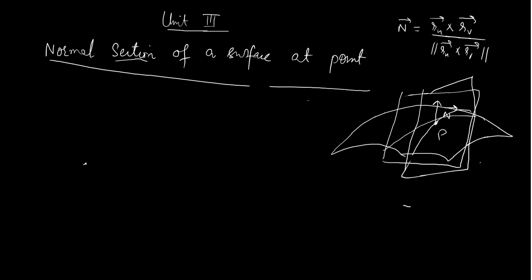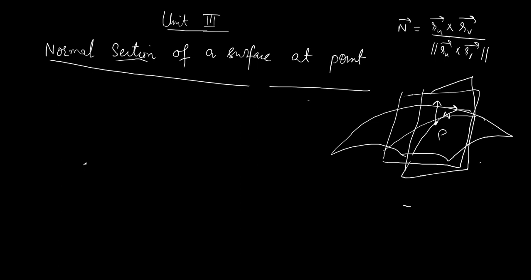Normal section means the curve of intersection of the surface and the plane which contains the surface unit normal at that point. So at each point on the regular surface, there are infinitely many, which I can get by rotating the plane which contains the surface normal. So that was the definition. Or should I write the definition?